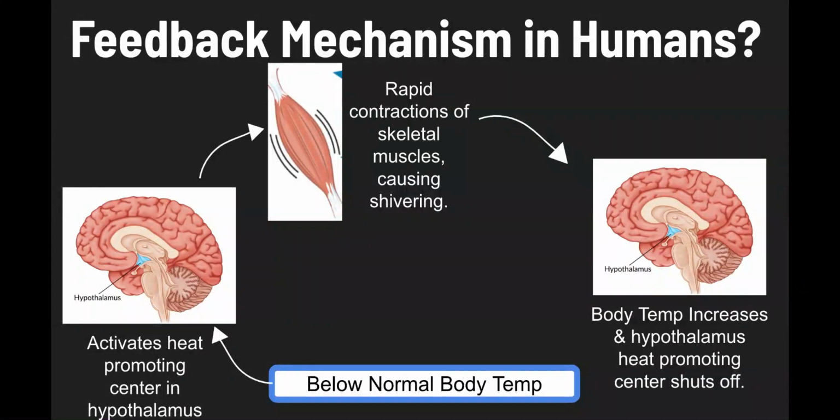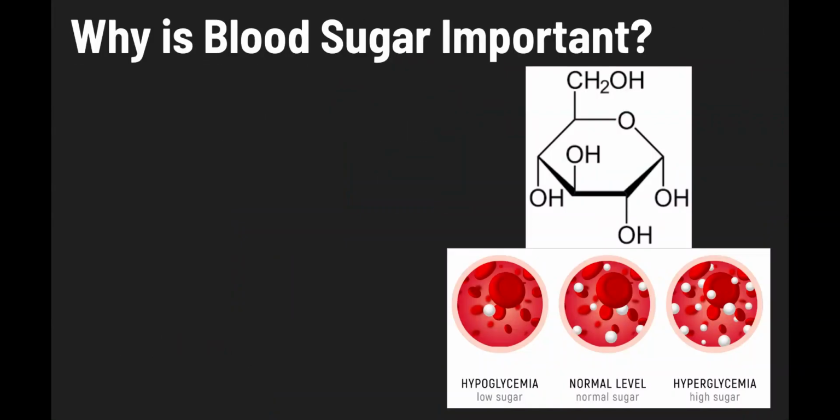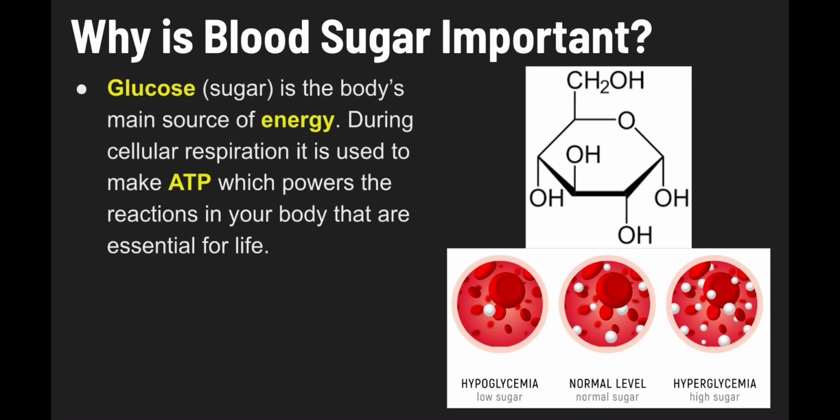So now let me finish up the second half of this video by talking about blood sugar. How is our blood sugar regulated? Before I tell you how it's regulated, it's important to understand why blood sugar is important at all. Well, glucose, that's a sugar. Glucose is the body's main source of energy. During cellular respiration, it's used to make ATP. And ATP powers these chemical reactions in your body, specifically in your cells, that are essential for life.